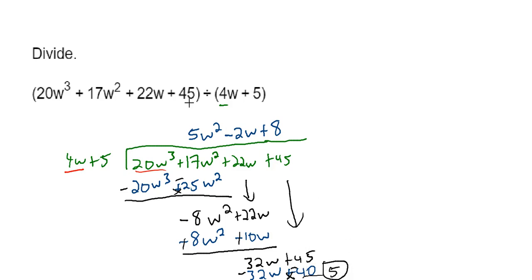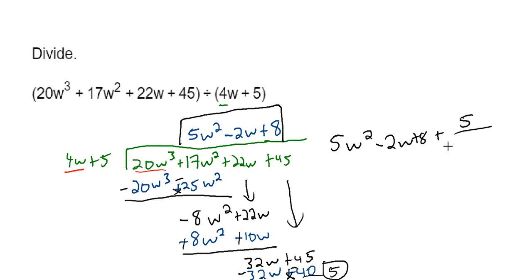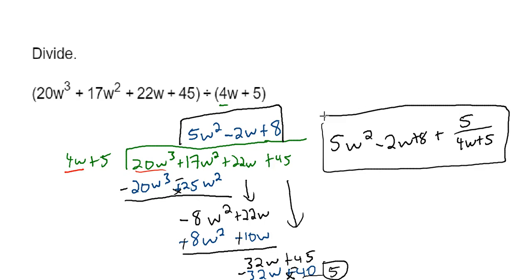Okay, so 5 is my remainder. My quotient is 5w squared minus 2w plus 8. We could format our final answer the same way we did the last problem: 5w squared minus 2w plus 8 plus the remainder, which is 5, that's still getting divided by the divisor, which is 4w plus 5. So this would be another way of writing the same answer.